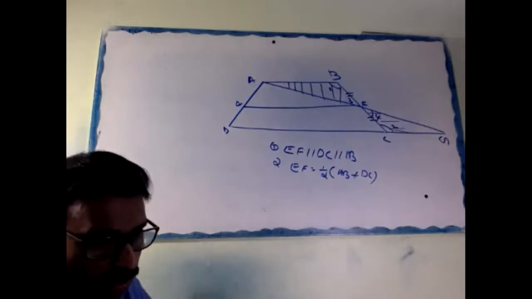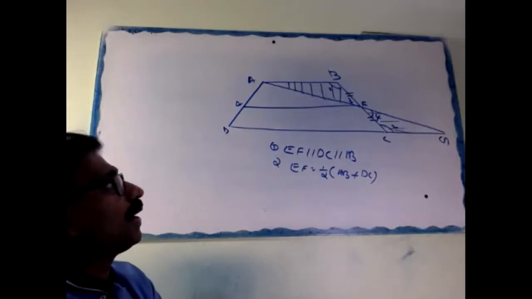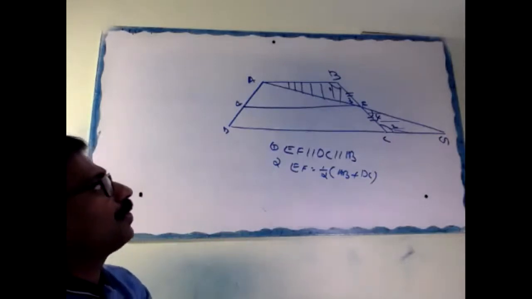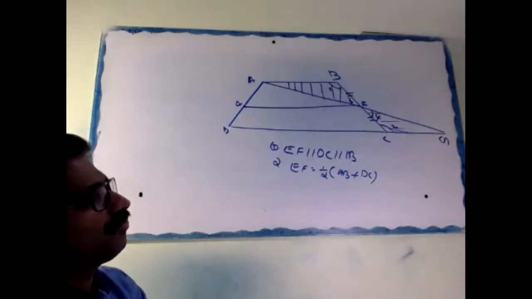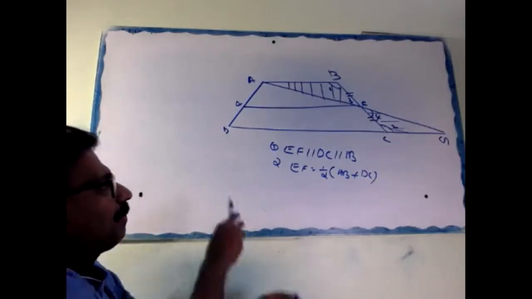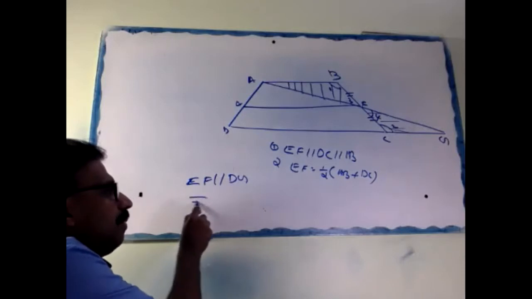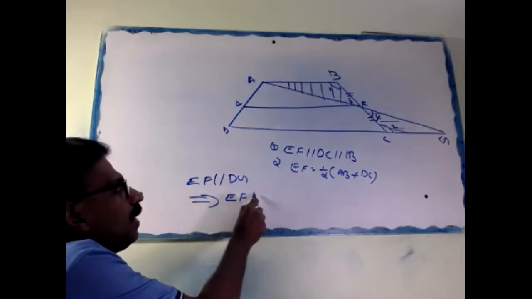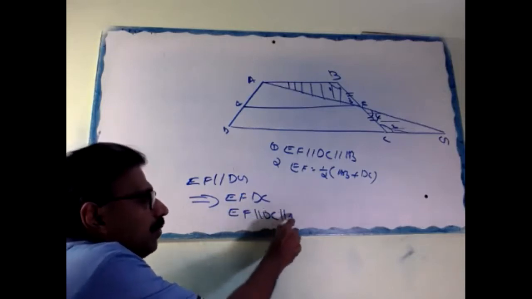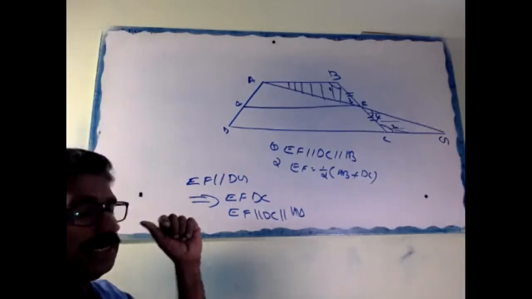Listen. In triangle ADG, E is the midpoint of AD. F is the midpoint of AG. So then by midpoint theorem, EF is parallel to DG, which implies EF is parallel to DC. So EF is parallel to DC, which is parallel to AB. Clear or not?